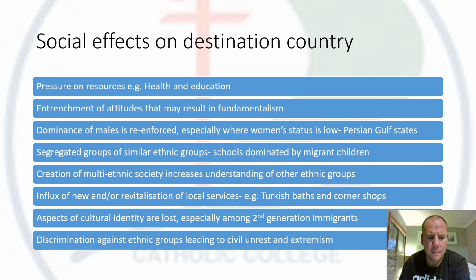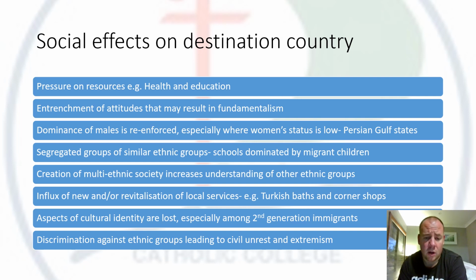Creation of a multi-ethnic society increases understanding of ethnic groups. That's a good thing for that destination country, and there are some great examples in Australia of that. Influx of new and/or revitalisation of local services, Turkish baths, corner shops, that type of thing, because people might not want that apart from migrants, so that's really important.